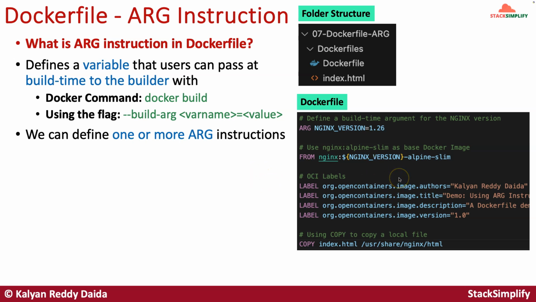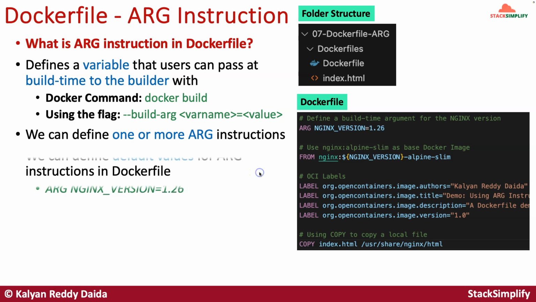And if you want to override that at build time, then when you are running the docker build command, you can provide --build-arg and the variable name, which is NGINX_VERSION equal to a different version, something like 1.27. So even though you have defined it in your Dockerfile as 1.26, during the build time you can override it with a different version. It may be 1.27.